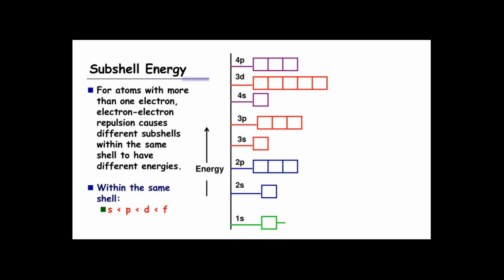So the first shell only has an s orbital. The second shell has both s and p. And notice we have 3 p orbitals as well as one s. The third has s, p, and d, but notice the 4s is below the 3d.